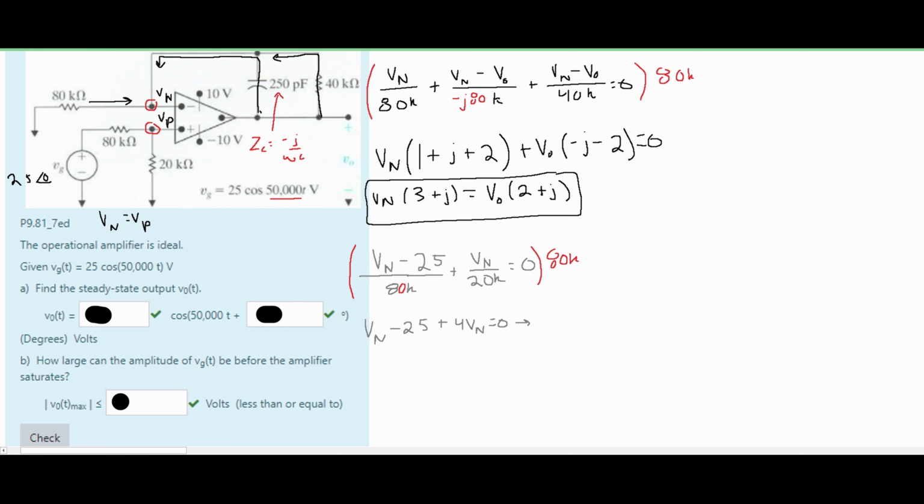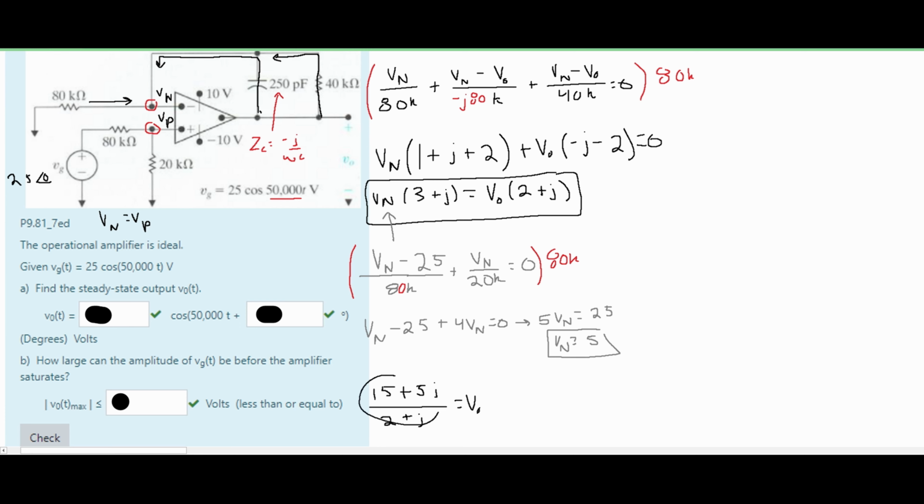Now we want to find our Vn, so we're going to add our Vn's together. We're going to get a 5Vn, move the constant to the right, and we will get a 25. So that means our Vn is going to be equal to 5. Now that we know our Vn, we can plug it back into here, and then we can also factor this in. So we're going to get a 15 plus 5j, and this is all being divided by our 2 plus j, set equal to our V0.